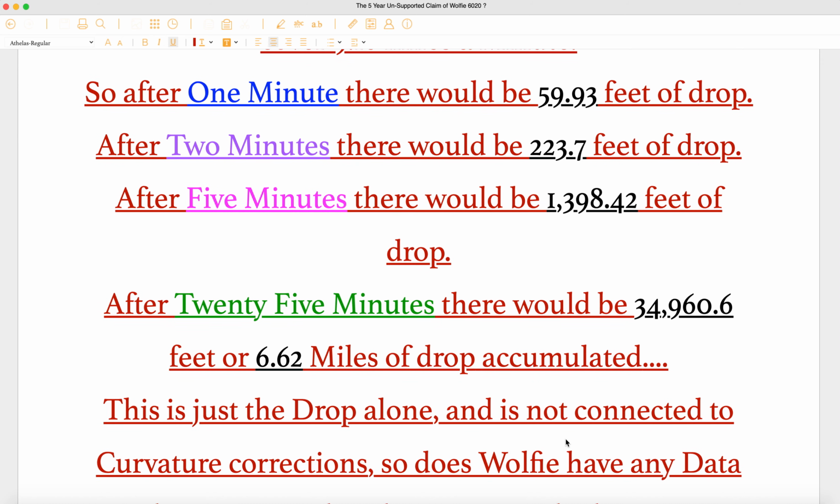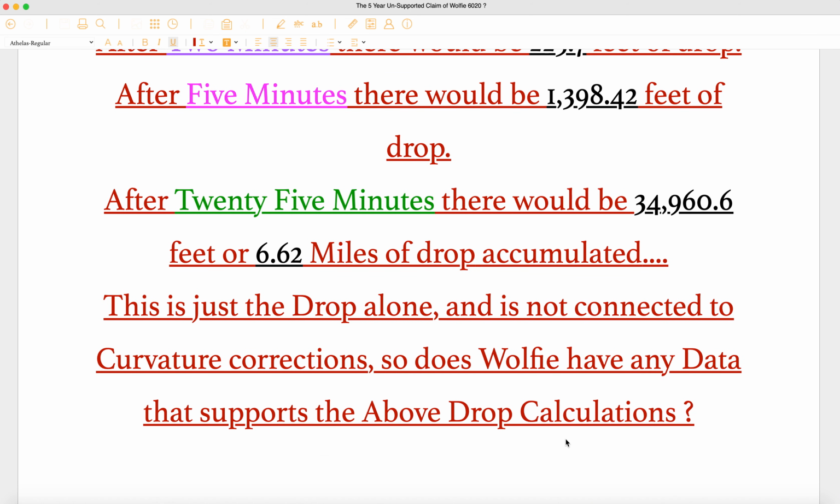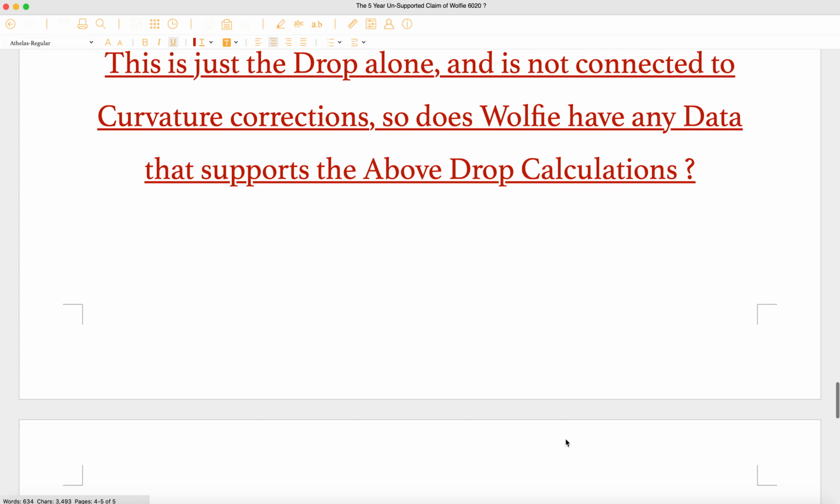After 5 minutes, there would be 1,398.42 feet of drop. After 25 minutes, there would be 34,960.6 feet, or 6.62 miles of drop accumulated. This is just the drop alone and is not connected to curvature corrections. So does Wolfie have any data that supports the above drop calculations?